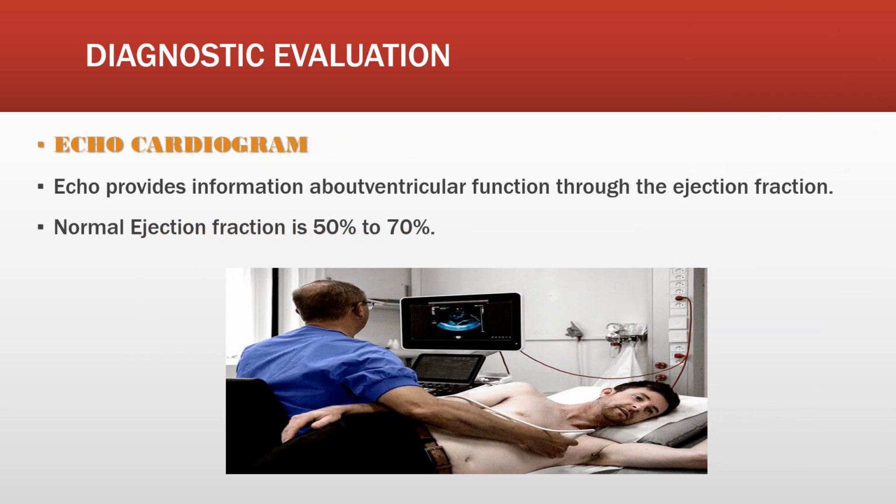What is an echocardiogram? We proceed to do an echocardiogram. This is to know how well your ventricular function is taking place, how well it is able to eject or pump the blood. So a normal ejection fraction is 50 to 70%. We call reduced ejection fraction 41 to 49%.